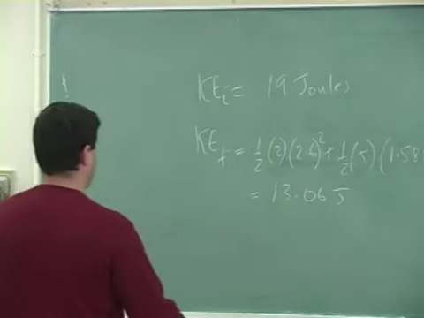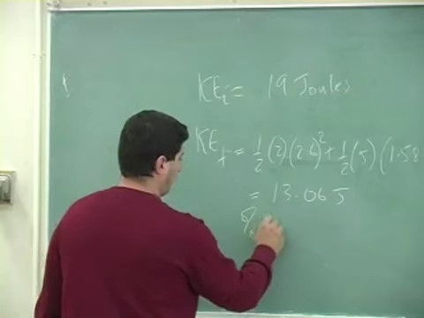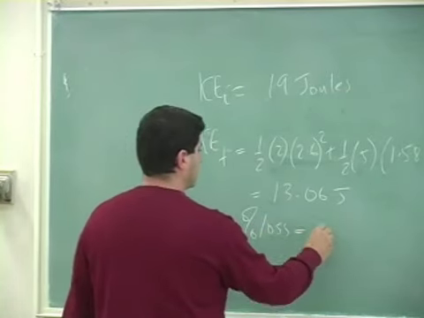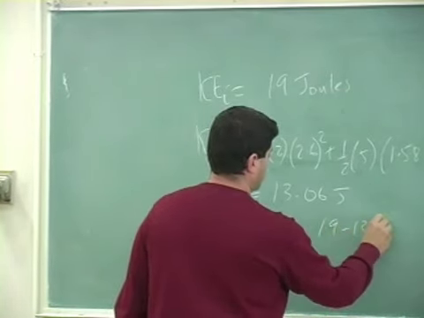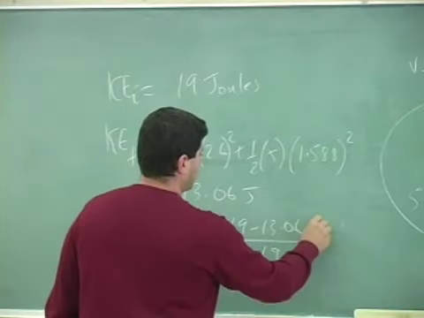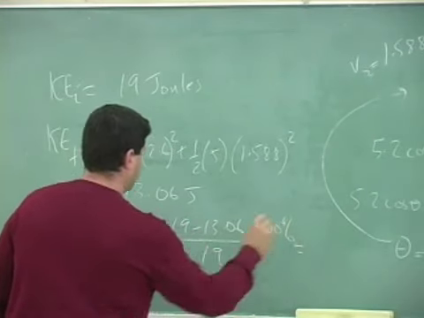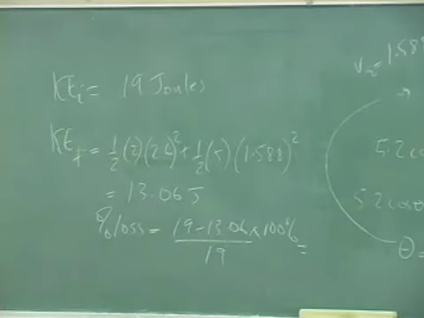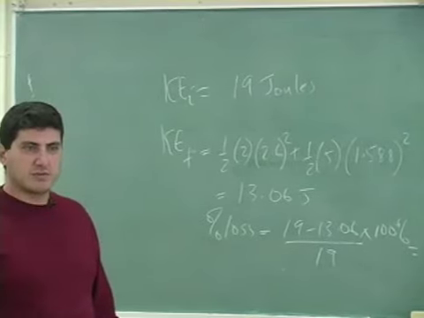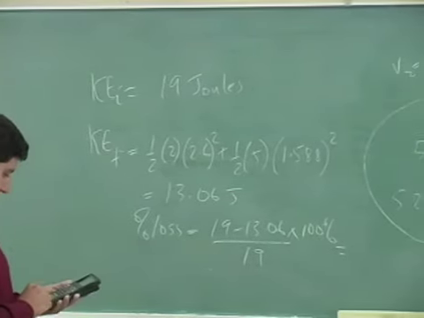Okay? So percent loss is 19 minus 13.06 over 19 times 100. It's going to be about close to 30% loss here, huh?